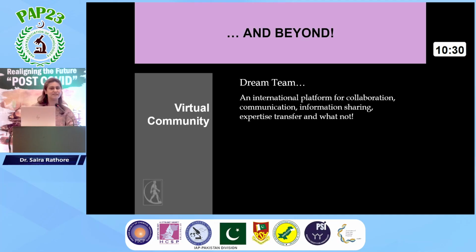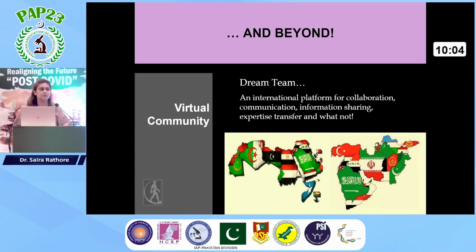And in the end, I would just like to share my concept of a dream team. In my opinion, we need to mobilize the Muslim community especially to work together so that we can regain and revive the intellectual glory that we have lost long ago. For this, we need proactive individuals who are very committed, and a platform that can bring all of these nations together for collaboration, communication, information sharing, and expert transfer.